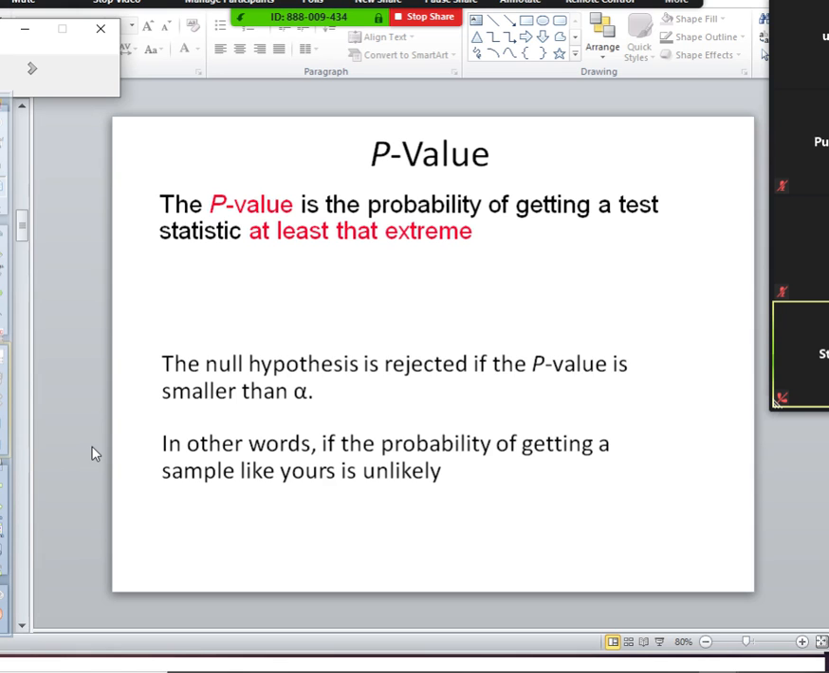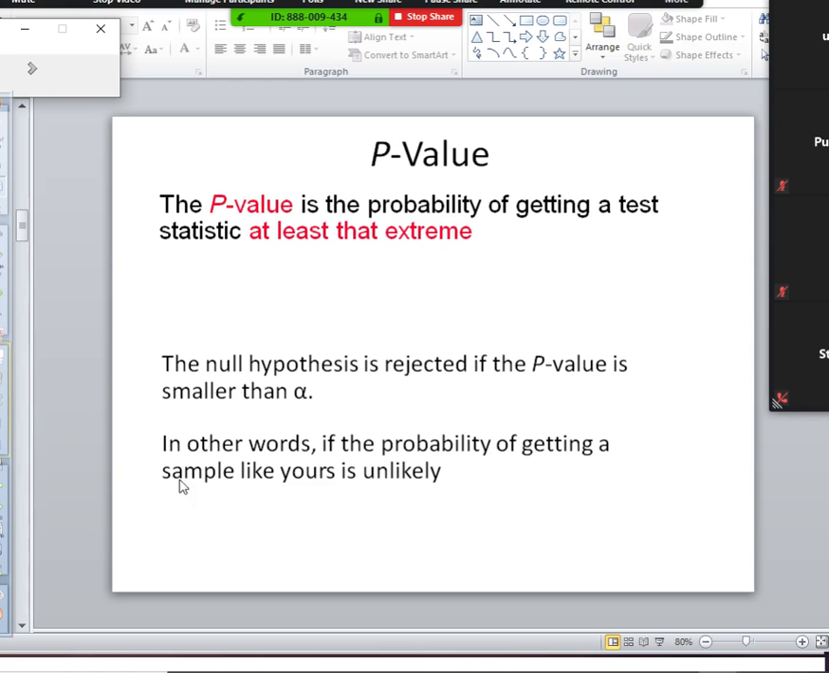Angela, go ahead and read the first thing for us. P-value. The p-value is the probability of getting a test statistic at least that extreme. The null hypothesis is rejected if the p-value is smaller than alpha. In other words, if the probability of getting a sample like yours is unlikely.